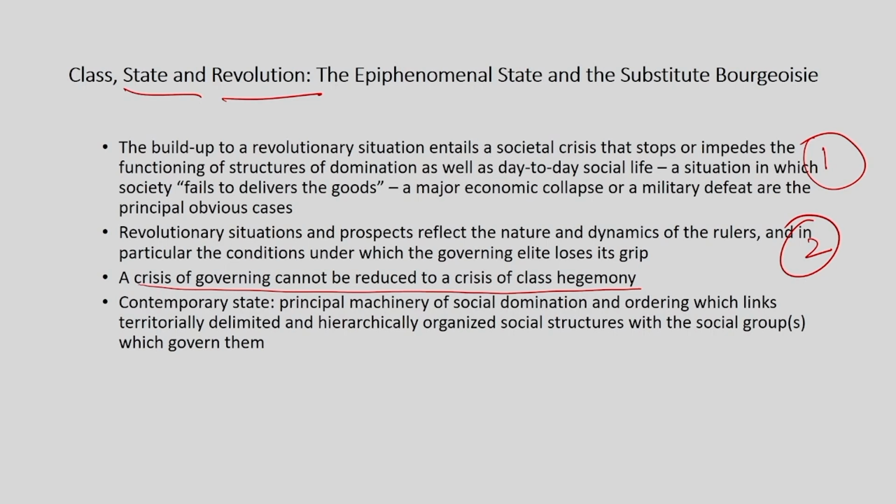The contemporary state is the principal machinery of social domination and ordering, which links territorially delimited and hierarchically organized social structures with the social groups which govern them.